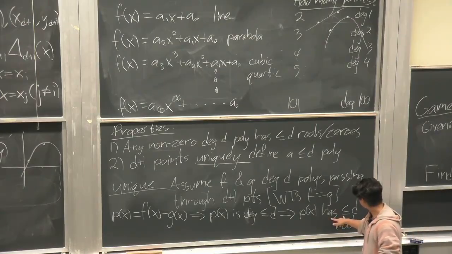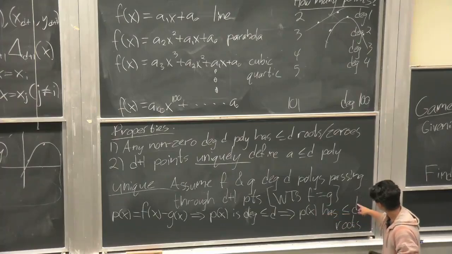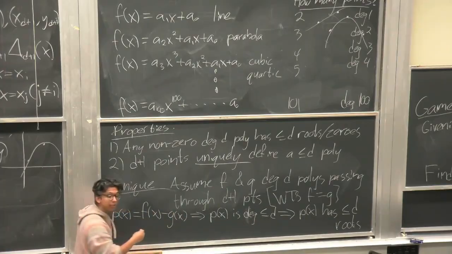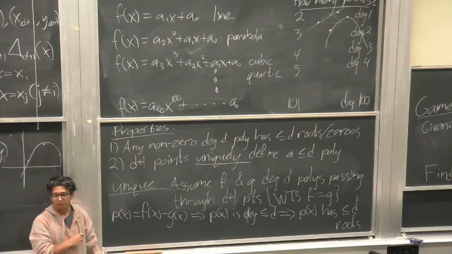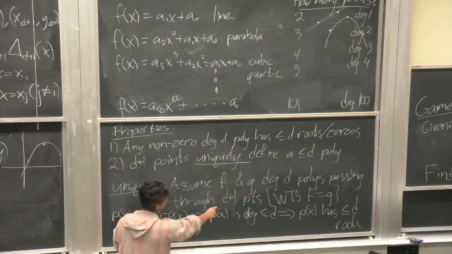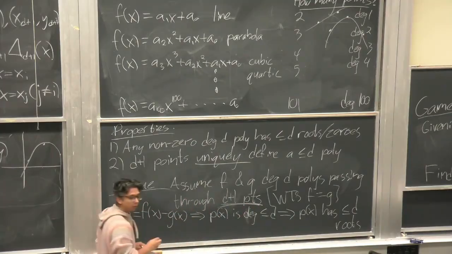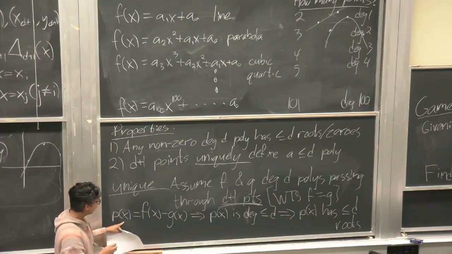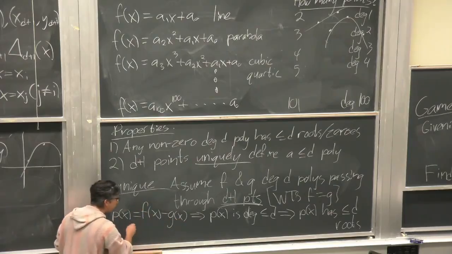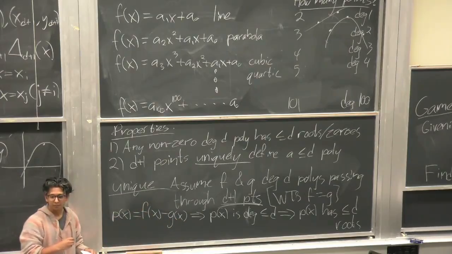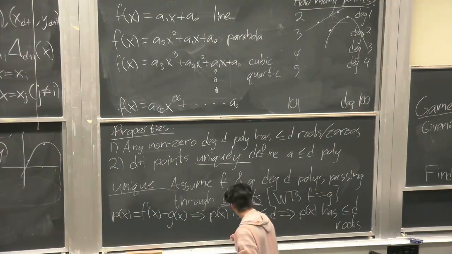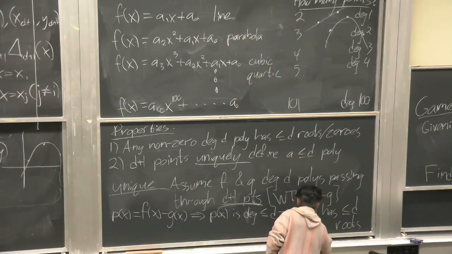So how many places does it equal 0? It says the number of roots is at most D. But that can't be true, because F and G agree on D plus 1 points. P of x, which is F of x minus G of x, will be 0 on D plus 1 points. And that's a problem. It has less than or equal to D roots, which is a contradiction.